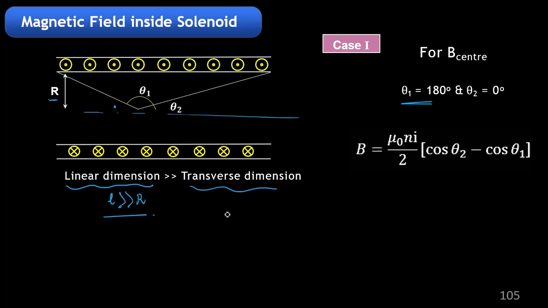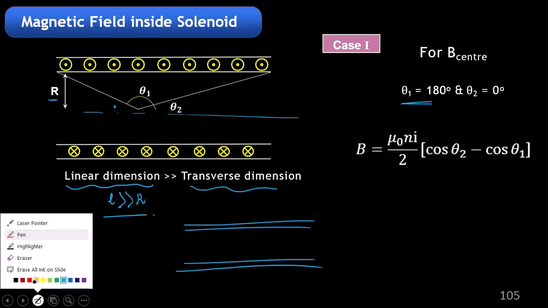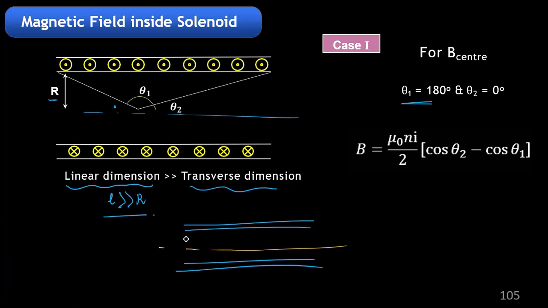Because if I say there is a solenoid whose radius is, let us say, 2 millimeter. This distance is 2 millimeter, and this distance is, let us say, 100 millimeter. If I take one point inside, and from this point I draw these two lines, this angle becomes very small. Why? Because this number is 2 millimeter, and if this number is 90 millimeter, 2 by 90 is very small. Then theta 2 is almost tending to 0, and correspondingly theta 1 is almost tending to 180.